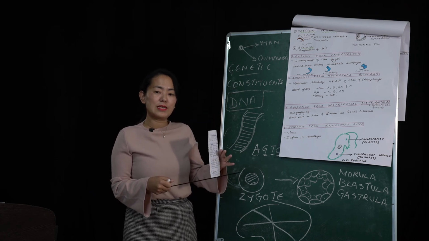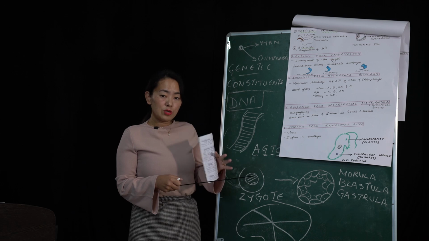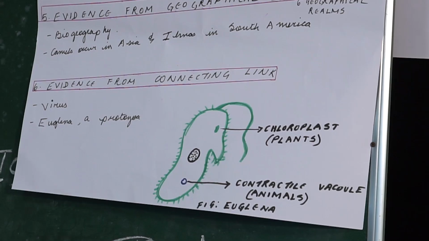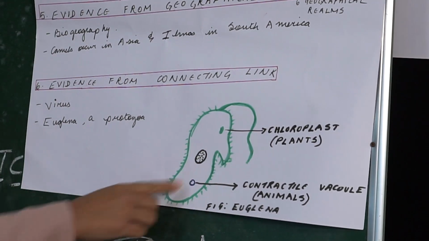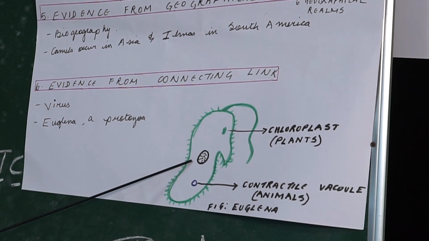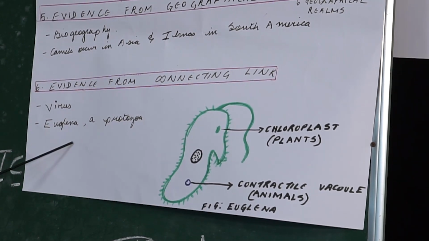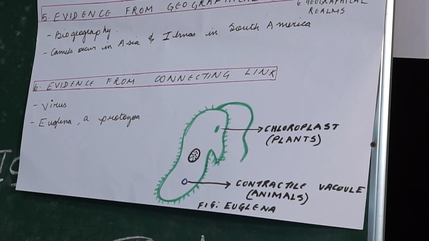What is a true nucleus? Last class we talked about it. A true nucleus is one which has a proper nuclear membrane. This is called a true nucleus. So what they found out was that euglena has the composition of both plants and animals, and it is an ancient, primitive one.